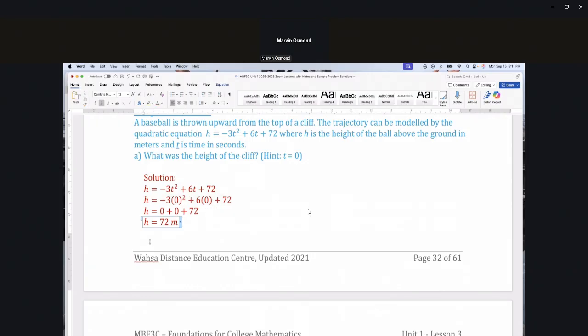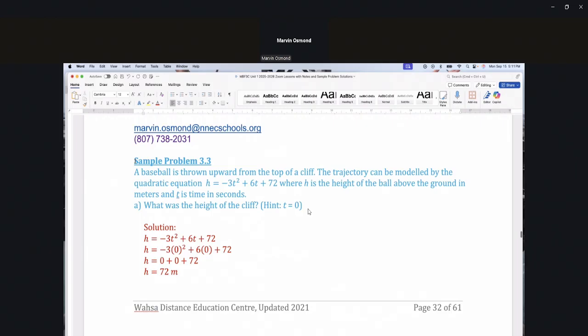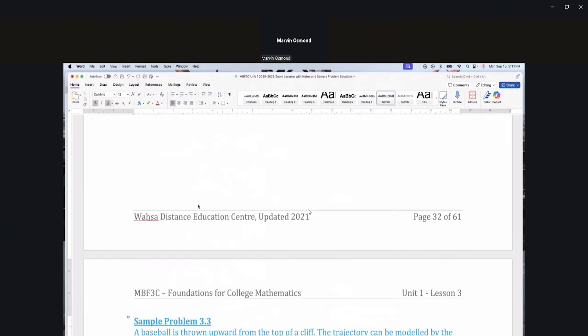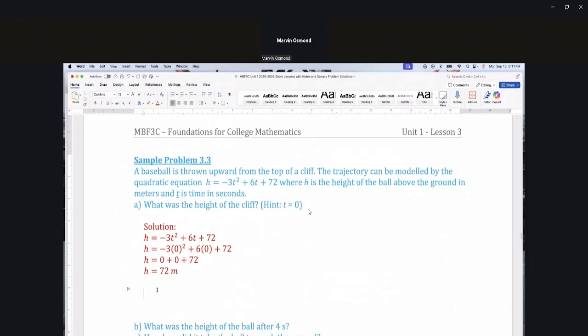Now, of course, in mathematics as well, whenever we solve a problem, I'm going to put this all down on the next page so everything stays together. Whenever we solve a word problem, we do the solution, and then we always have to put in a statement. And the statement will be, therefore, let's answer the question. Height of the cliff is 72 meters.